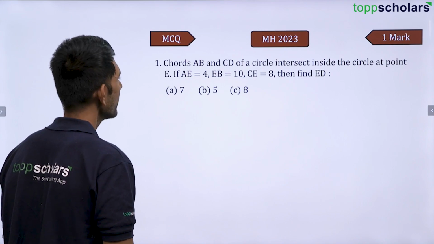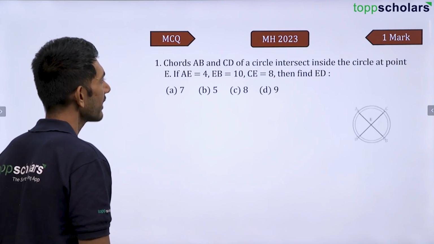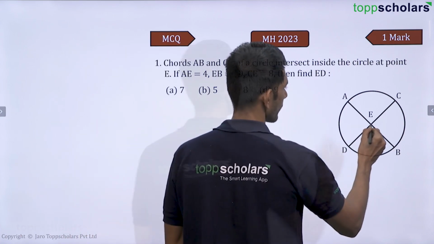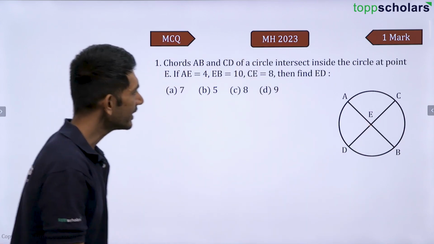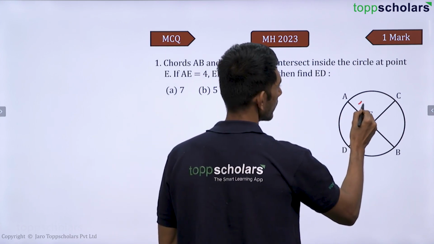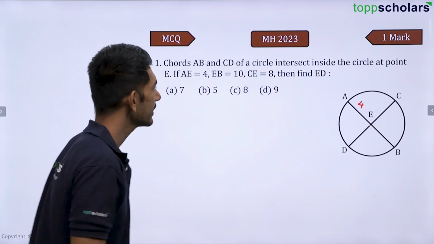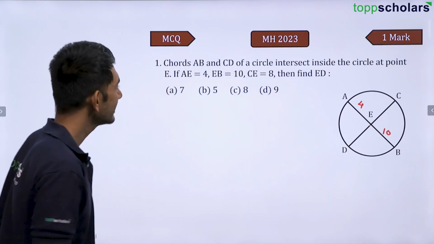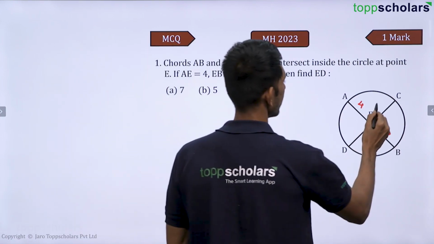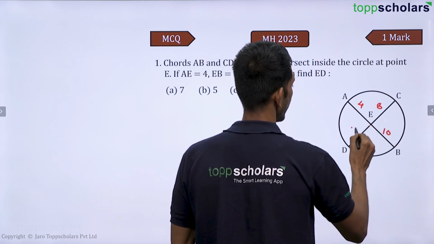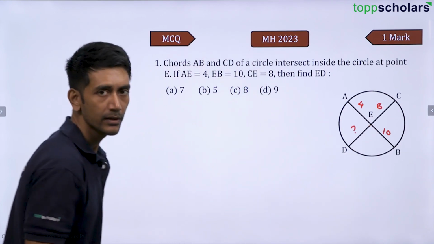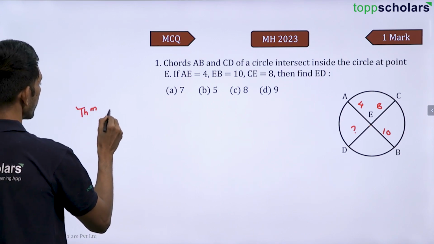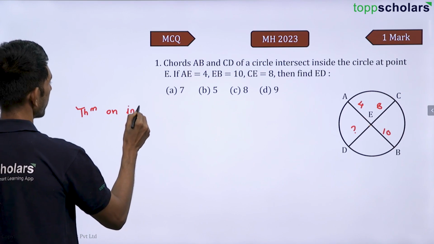So chords AB and CD of a circle intersect inside the circle at point E. So what is given? It is given that AE is 4. Then what else is given? EB is 10. Correct. Then CE is given as 8. We are supposed to find out AD. So by the theorem on intersecting chords, right? Intersecting chords.